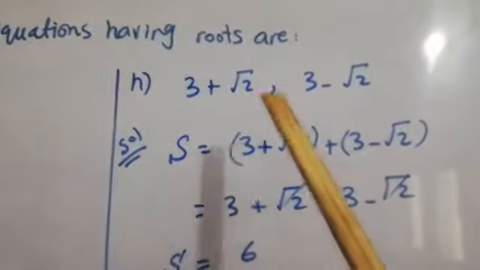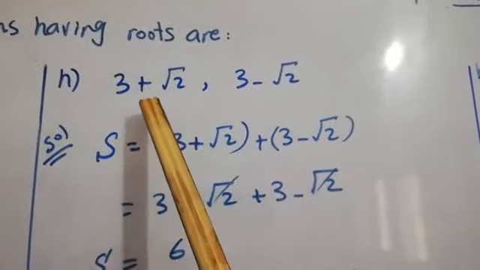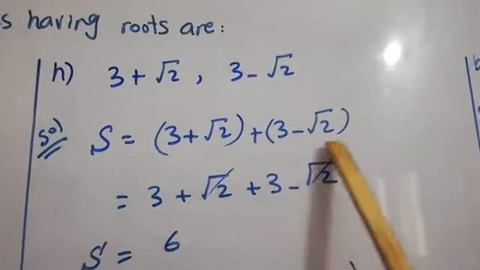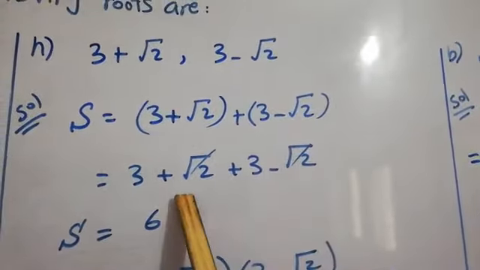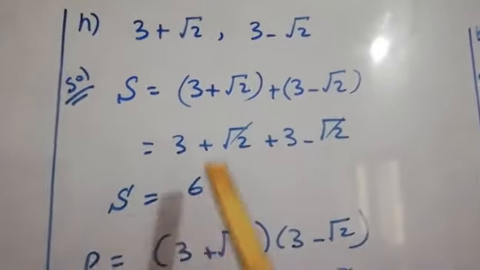Part H, 3 plus square root 2 and 3 minus square root 2. First of all, my dear student, we will find their sum, which means 3 plus square root 2 plus 3 minus square root 2. When we remove the brackets, minus square root 2 and plus square root 2 cancel each other. So 3 plus 3 equals 6.